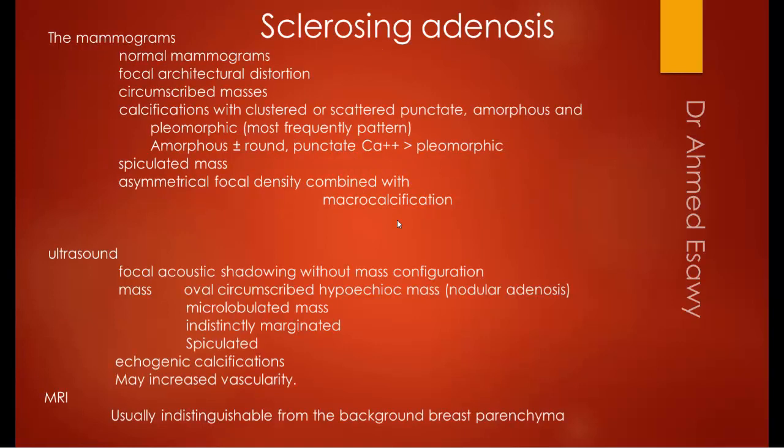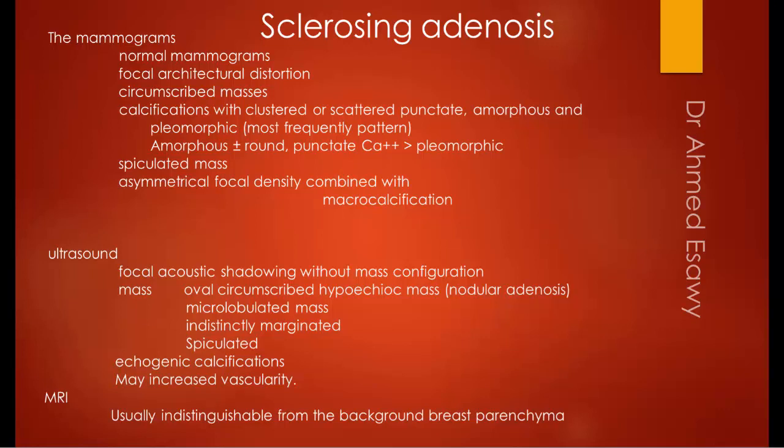Sclerosing adenosis findings in mammography may be seen as normal mammography or focal architectural distortion, circumscribed masses, calcifications with clustered or scattered punctate, amorphous and pleomorphic. The most frequent pattern is pleomorphic. Amorphous calcification with or without rounded punctate calcification, commonly pleomorphic. Spiculated mass, asymmetric focal density combined with macrocalcification. So sclerosing adenosis in mammography may be normal, may show focal distortion, calcification, asymmetric density or mass, spiculated mass, which must be differentiated from carcinoma by biopsy.